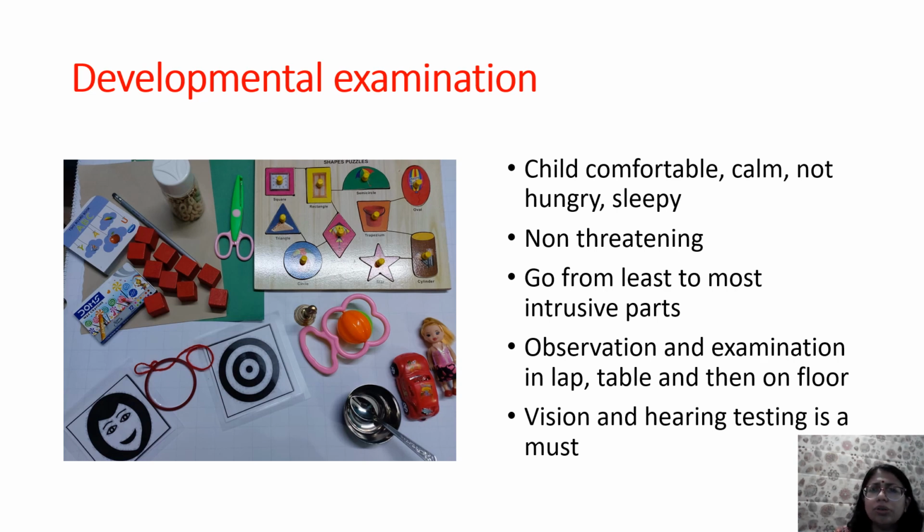It should be done in a non-threatening, conducive environment, and one should, while doing the developmental examination, go from least to most intrusive parts. For example, once the child is in the mom's lap, we should first make just simple observations on the mother's lap itself and then examine on the table as we develop rapport, and later on the child can be brought onto the floor to see the gross motor capabilities. It is very important that vision and hearing must be examined during the developmental examination.